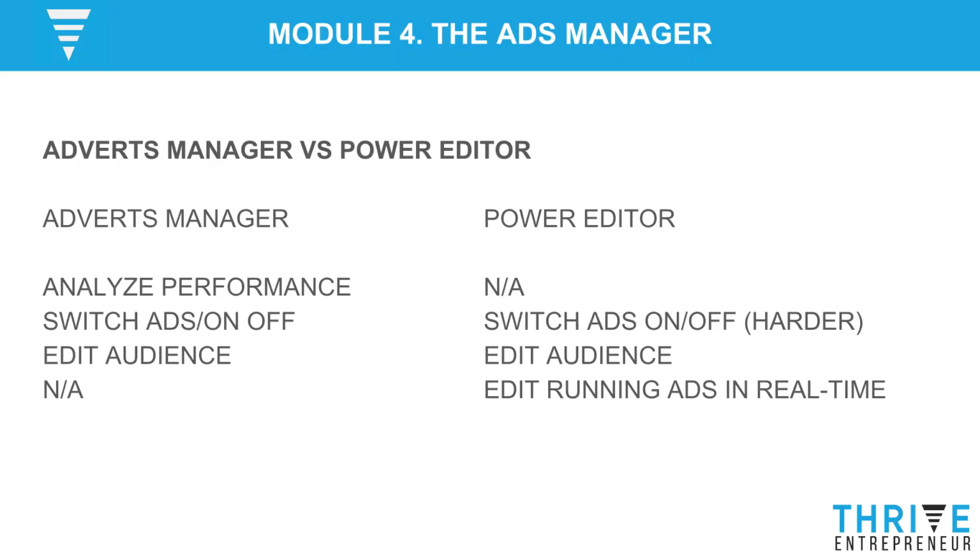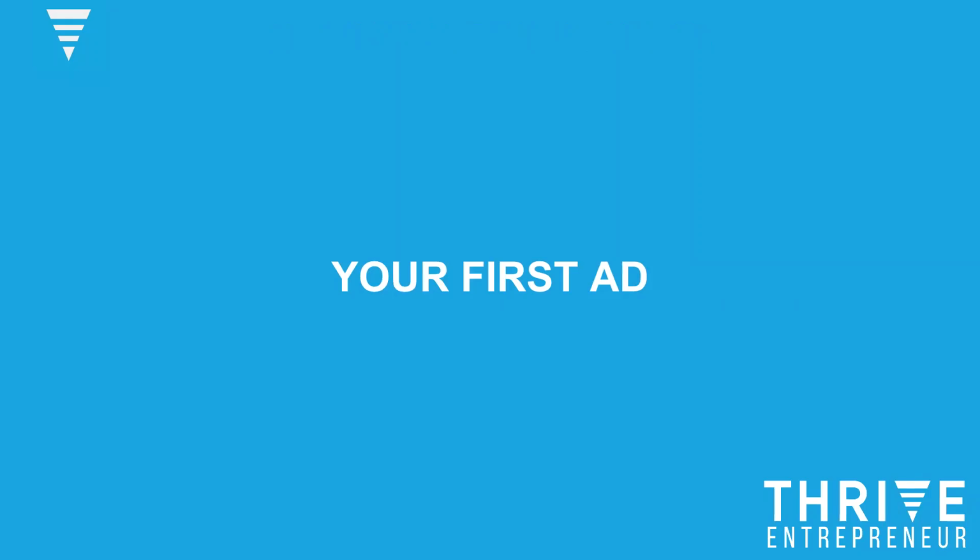Whereas with the adverts manager, if you create an ad in the adverts manager, then you're not able to go into the power editor and edit it. Like you won't be able to edit it at all. You actually have to delete it and run a new one, which takes a lot of extra time, because you're waiting on approval, and so it's just a lot slower to create ads. But to analyze the performance, the adverts manager is great, but the power editor is much better for creating ads.